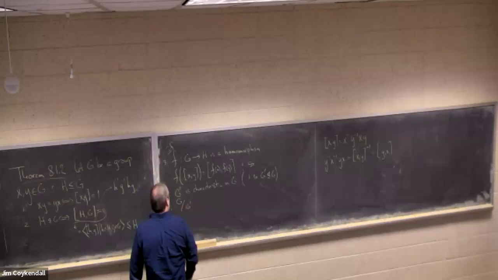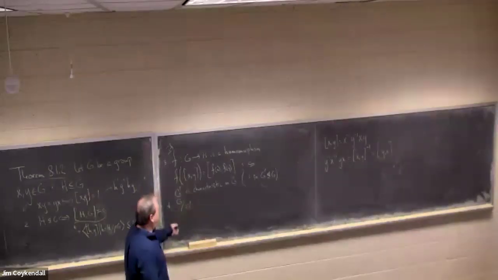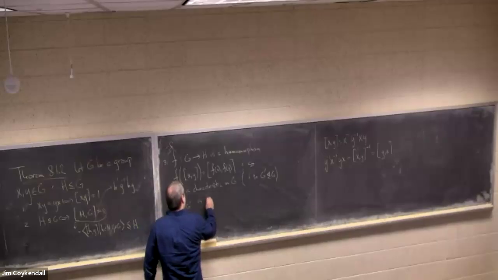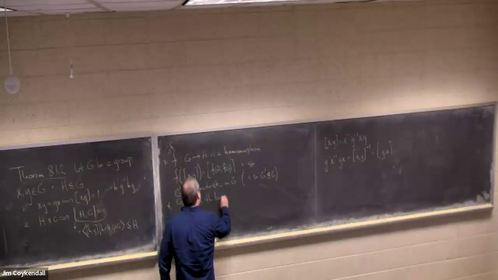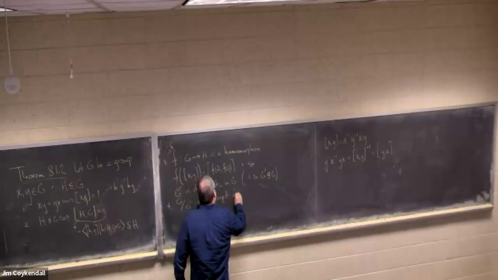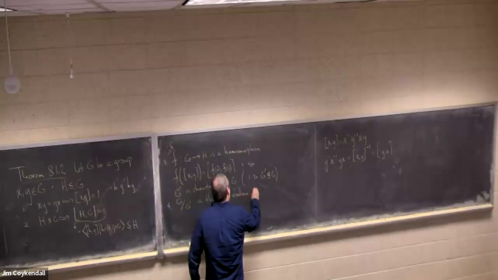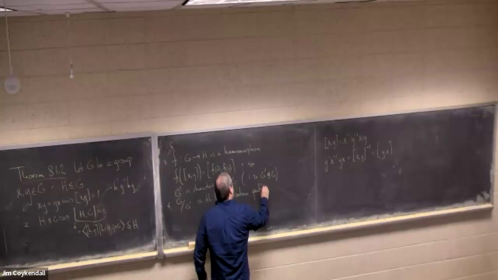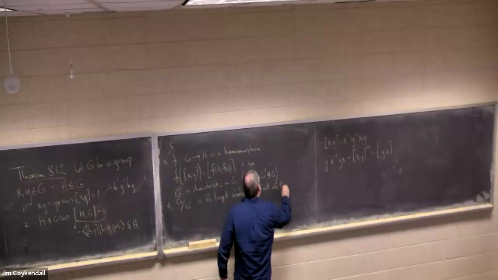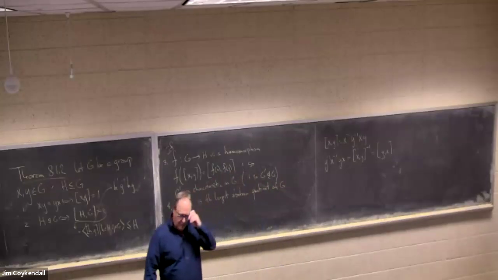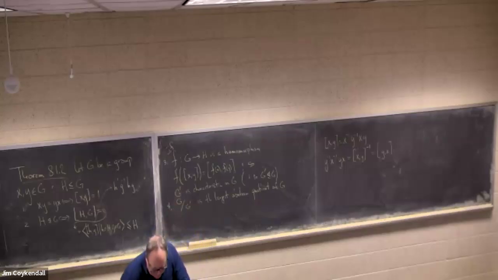G prime, mod G, mod G prime. So in the previous part, we know that G prime is normal and is the largest abelian quotient of G. And let me be a little bit more specific about what I mean by that.